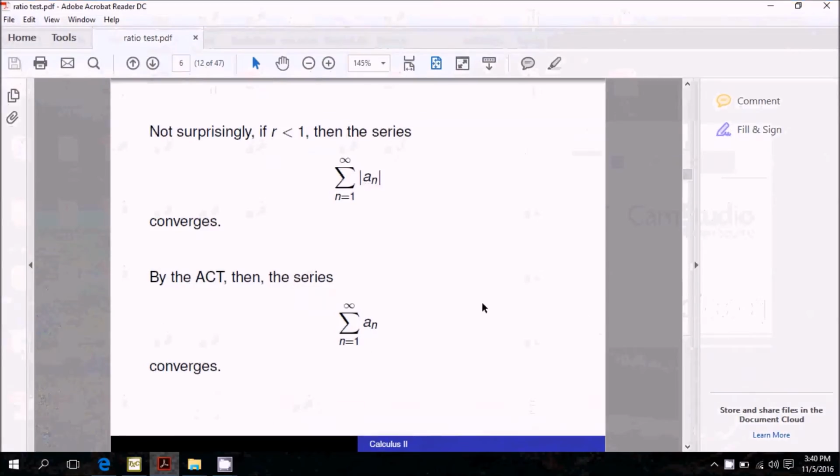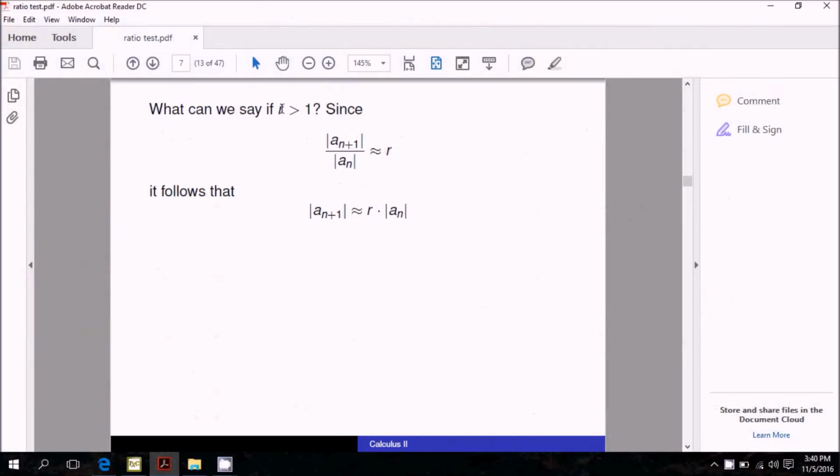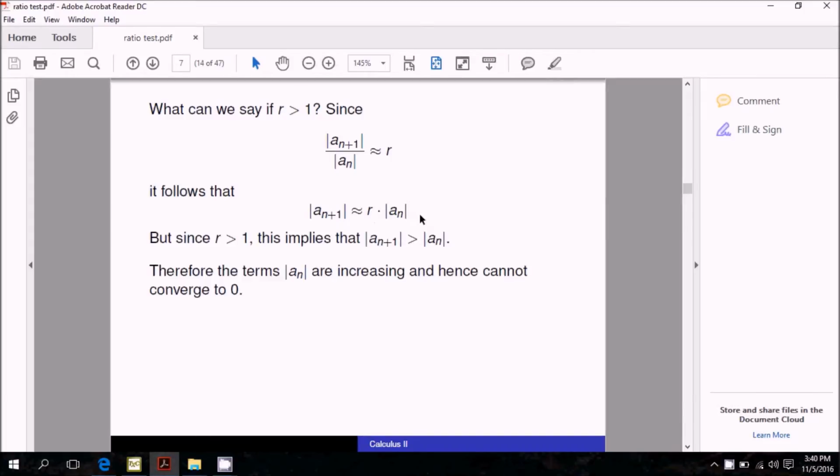Okay, so what if that approximate common ratio r is bigger than 1? Well, since these ratios are approximately equal to r, we can multiply both sides of this approximation by the denominator to get that this absolute value a_{n+1} is equal to r times absolute value a_n. But now since this number is bigger than 1, this is going to be bigger than this, all right? So the absolute value a_{n+1} is larger than absolute value a_n, which means that these absolute value a_n terms are increasing, and that means they cannot converge to 0 if they're getting bigger and bigger and bigger.